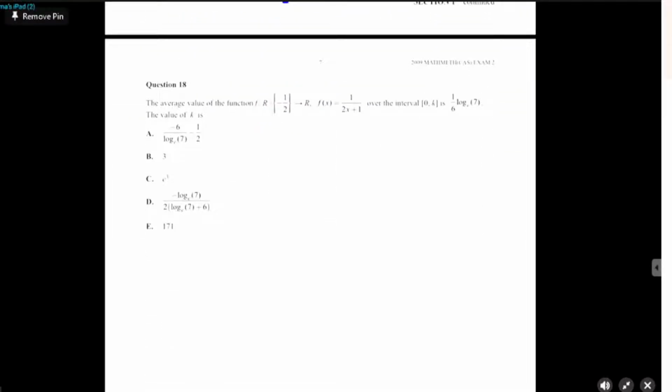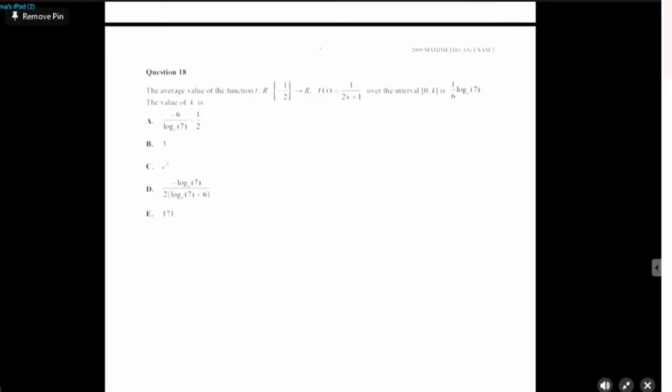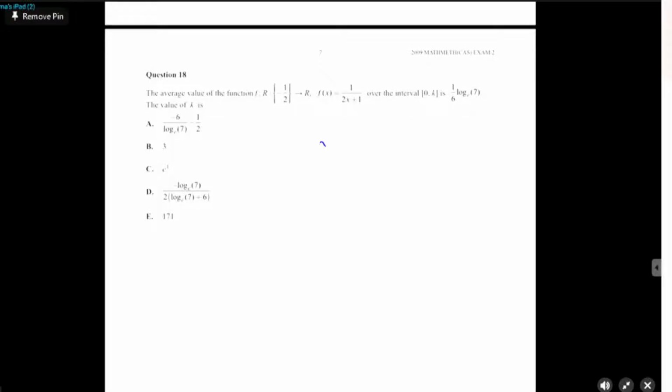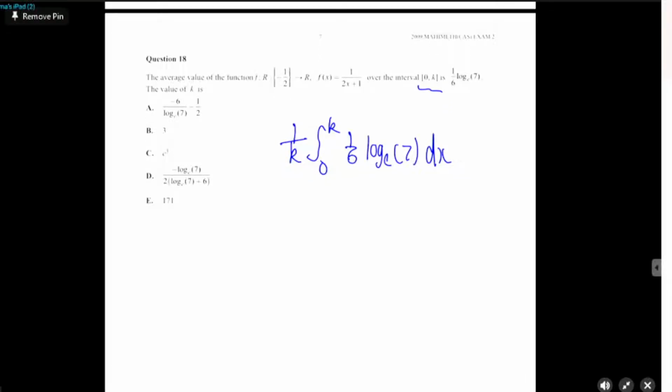And then 18. Average value just means the form would be 1 over k because the boundary is from 0 to k. You're integrating 1 over 6 log e of 7 dx. And that will be your average value answer. And when you evaluate that, you get B as your answer.